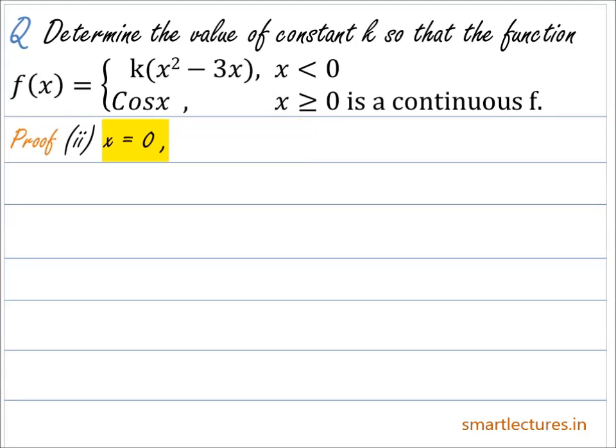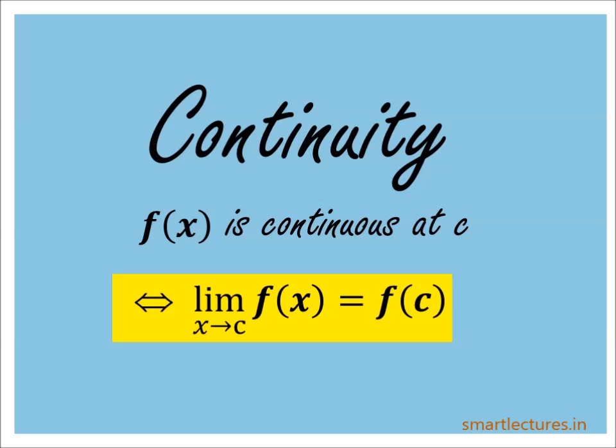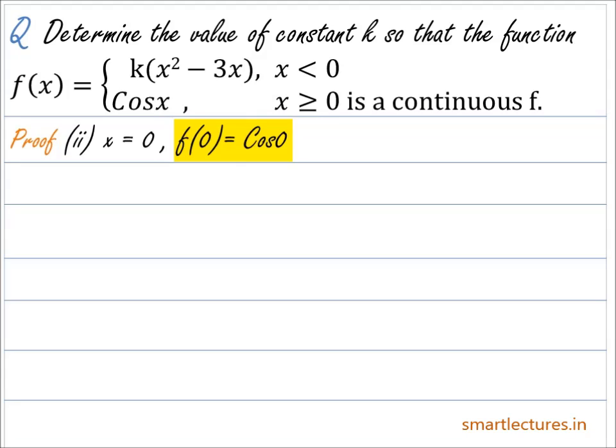And now let's check whether f of x is also continuous at the point x equal to 0. Now from the definition of continuity, you know it very well. A function is continuous at a point if and only if the limit of the given function at that point is equal to the value of the given function at that point. Or in other words, limit x approaches 0, f of x is equal to f of 0. And what's the value of f of 0? Now f of 0 is equal to cos of 0 or 1.